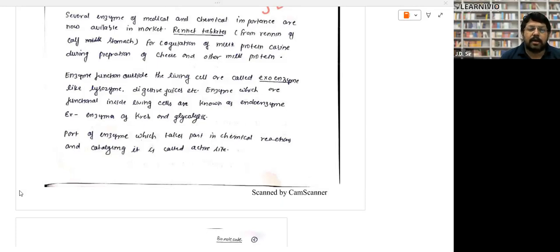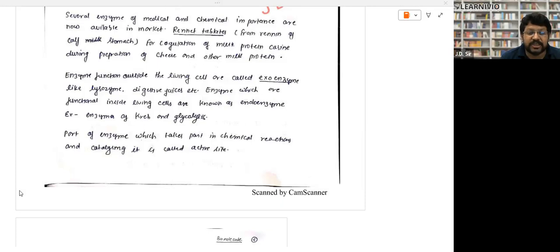Renin is an enzyme which is secreted in young mammals, even in humans, to digest milk, because small kids are mostly or completely dependent on milk for their nutrition. So milk digestion is a very important process, and a special enzyme is secreted, that is renin.